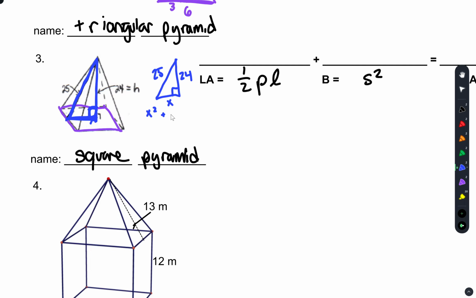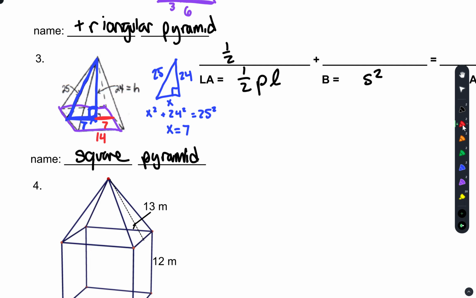X squared plus 24 squared equals 25 squared. Maybe you already know that that's a nice Pythagorean triple. We're going to end up with x equals 7. Okay, you still with me? If that x is 7, that's going from the edge of the square to the center of the square. I have 2 of those little segments. So if both of them are 7, one side of my square is 14. Yeah, still with me?